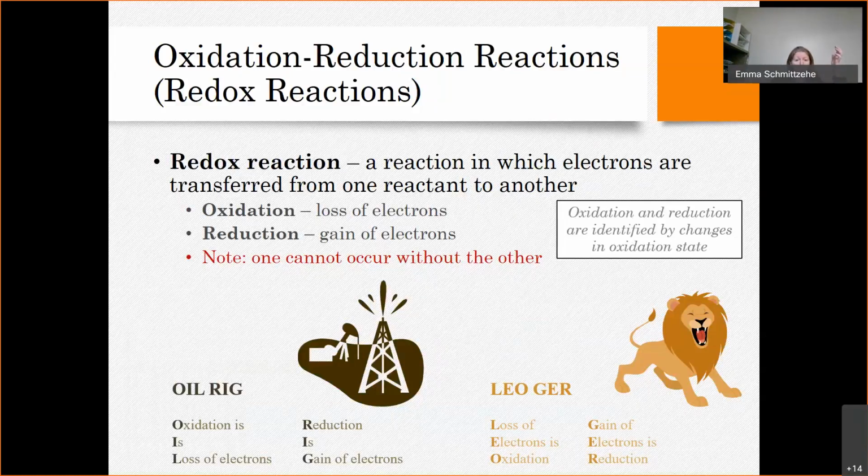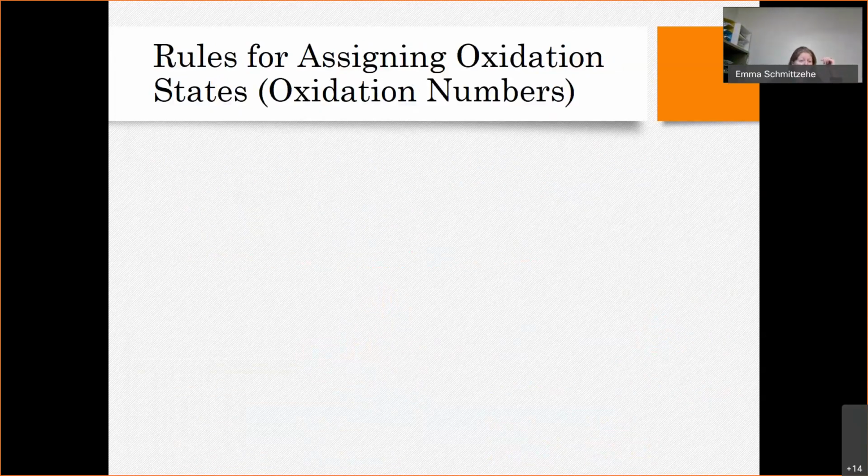Now, there's a set of rules for this. Now, depending on what resource you look at, they'll kind of communicate the rules a little bit differently or put them in a different order. So your book does have a table of rules that you could utilize. That will work. Otherwise, I rearrange it a little bit to an order that I think is more logical, but it's up to you. You need to be able to assign oxidation states or oxidation numbers, we use those interchangeably, to substances within a reaction, okay?